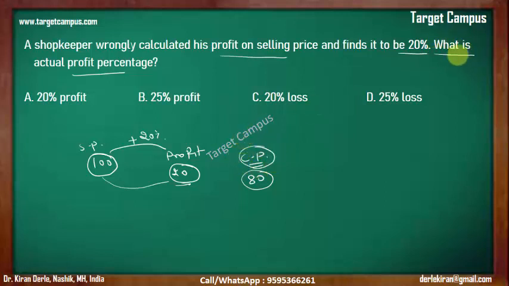What is the question? What is the actual profit percent? Actual profit percent is profit upon cost price into 100. This is 1 by 4, which is nothing but 25% profit. I hope you're getting this point.